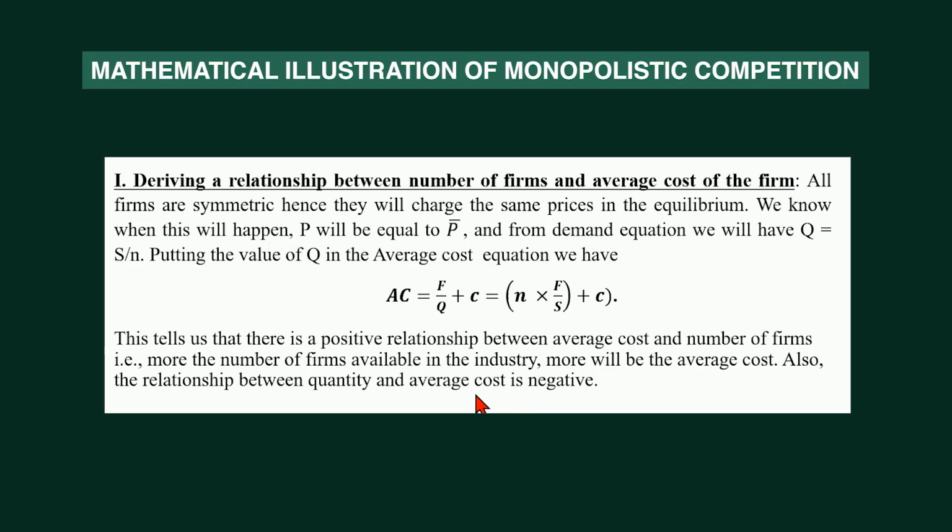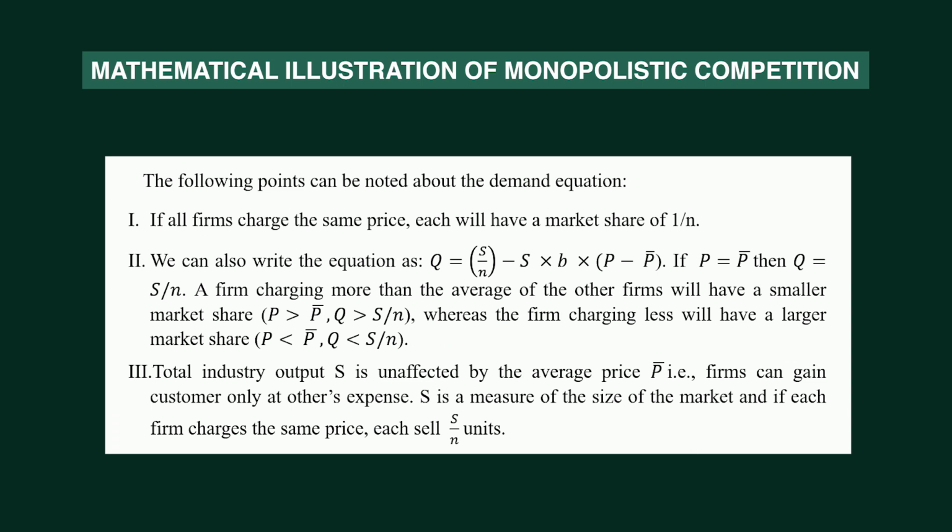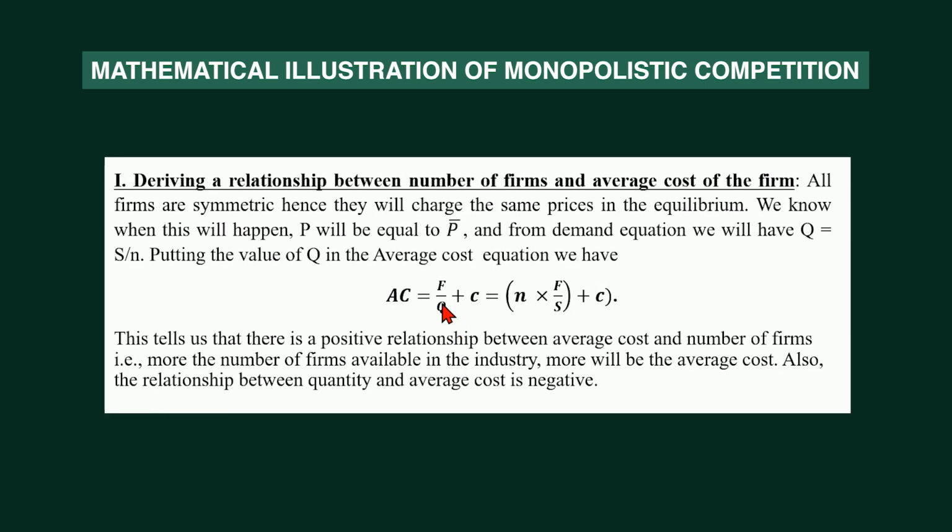So this relationship between average cost and the number of firms: if I rewrite this, AC is equal to F by Q plus C. Students, you remember that Q, if I go back to the slide very quickly, you can check that Q is equal to S by N. So if Q is equal to S by N, let me substitute this. So this equation comes down to AC is equal to N into F by S plus C.